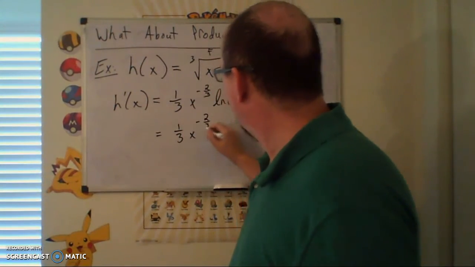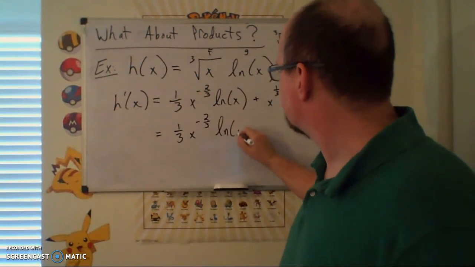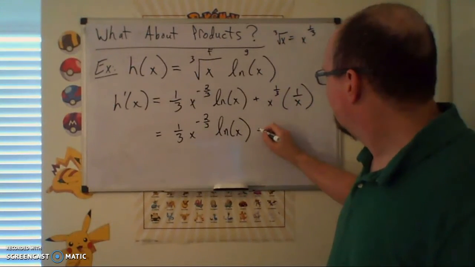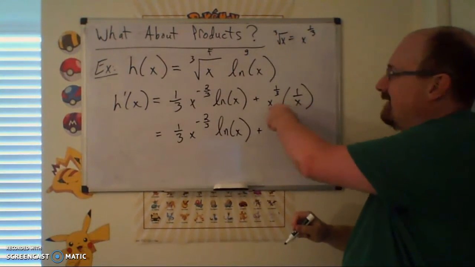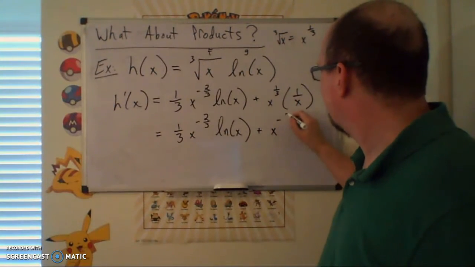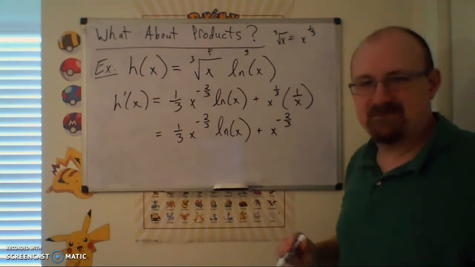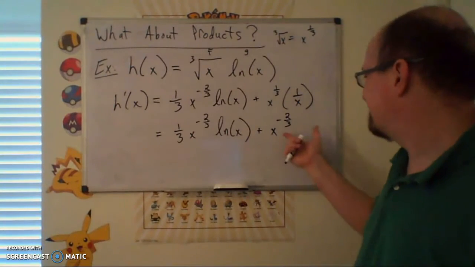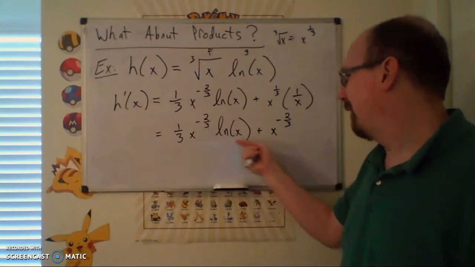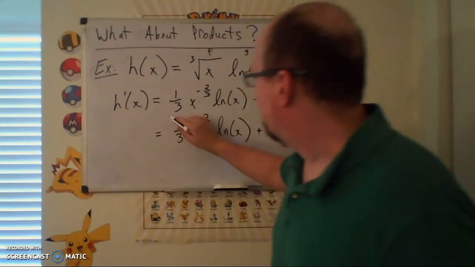I'm not going to do anything with this first term. So 1/3 x to the negative 2/3 times the natural log of x, plus, this is x to the -1st, that's x to the 1/3. If you add your exponents, we actually end up getting x to the negative 2/3. So if you like, you could technically factor the x to the negative 2/3 off and have 1/3 ln of x plus 1.